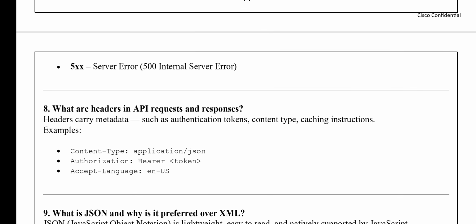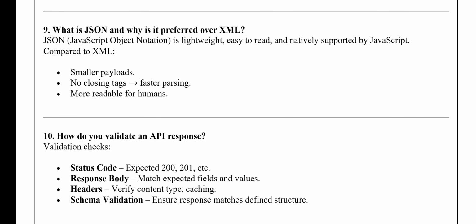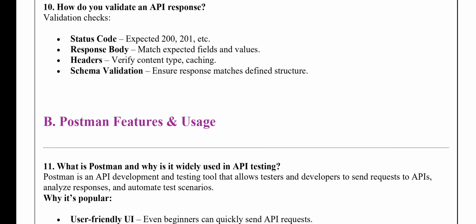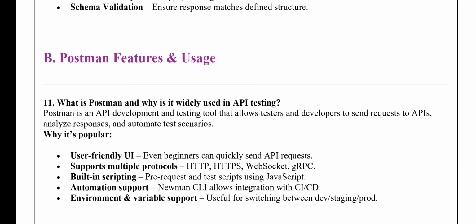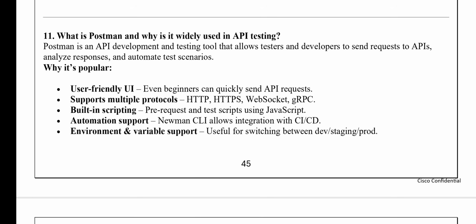What are headers in API requests and responses? What is JSON and why is it preferred over XML? How do you validate an API response? Okay, and in the next section we have spoken about Postman features and usage. What is Postman and why is it widely used?